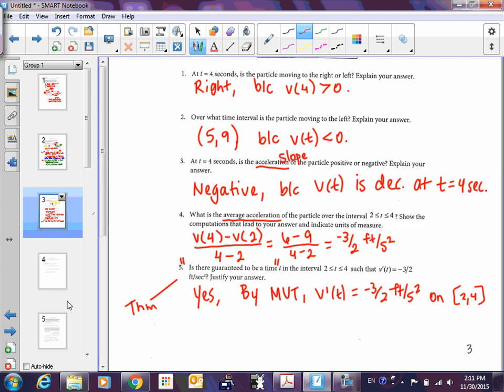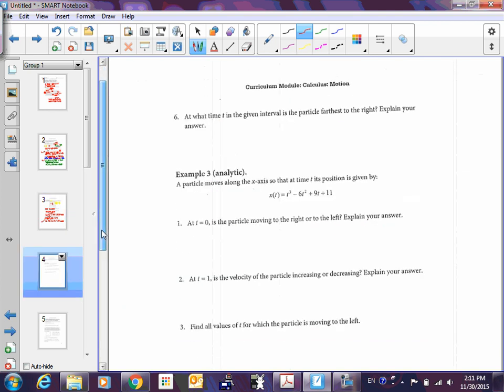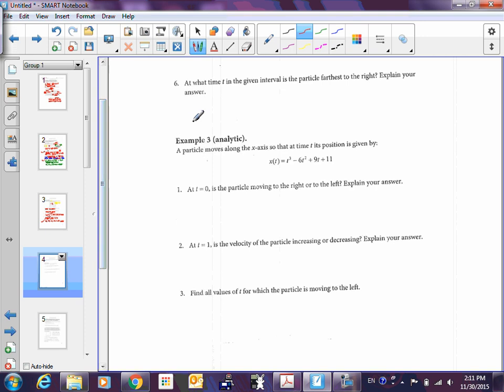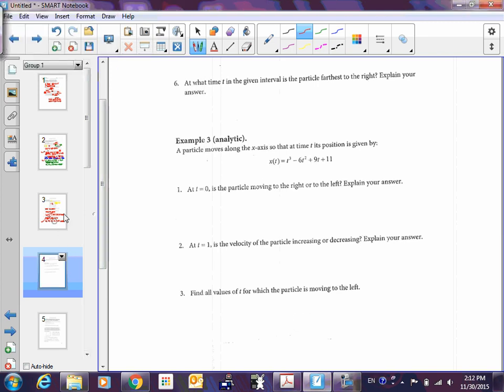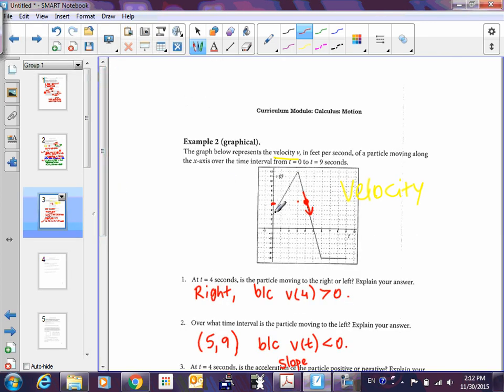Not the best problem. Let's look at number 6, and this is one I want you to try to do on your own. It actually refers back to the previous page, but I want you to read 6 and see if you can answer it, and go ahead and put down your best guess. Okay, so the answer is either 3 or 5. So we want to know, when did this particle go furthest to the right?